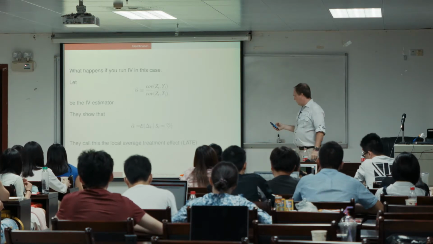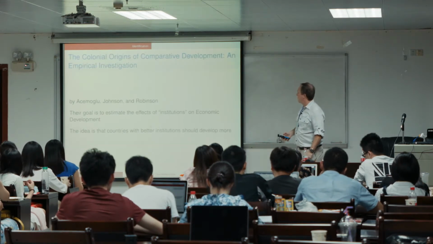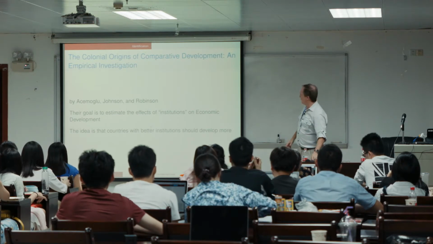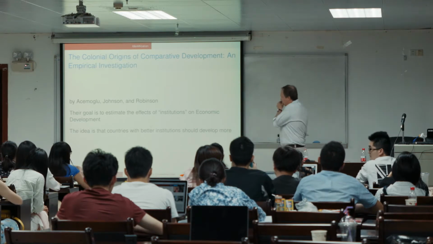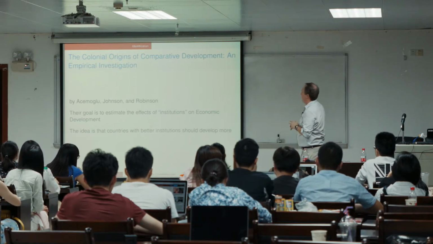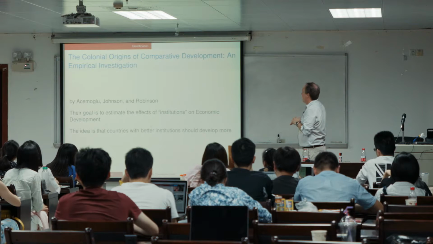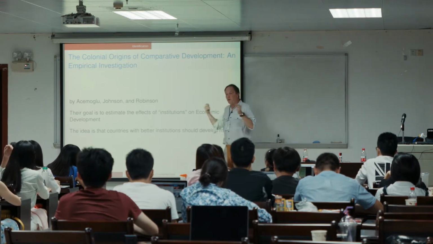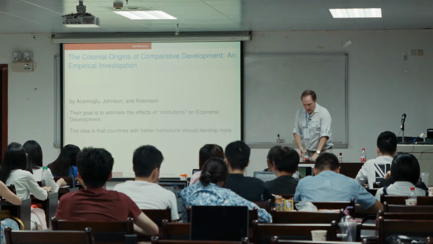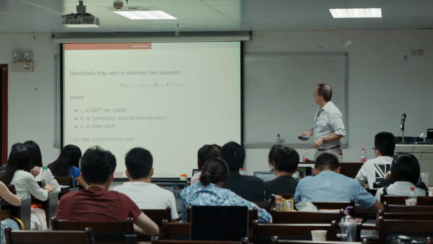So this is a super famous paper. I don't want to get too much into it. Again, this is not my area. This is not necessarily something I know a lot about. But let me talk a little bit about this paper by Acemoglu, Johnson, and Robinson. And their goal was to understand the effect of institutions on economic development. So how important are institutions on GDP?